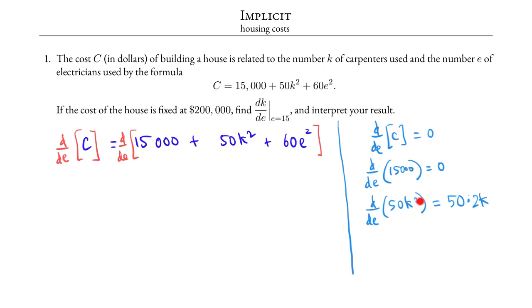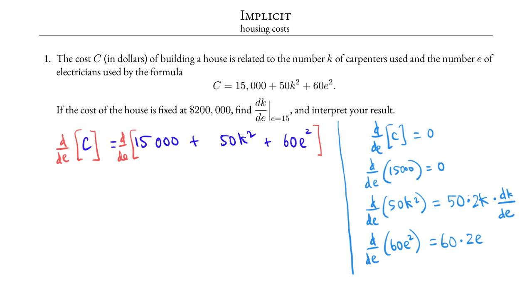For the variable K, we're taking the derivative with respect to E, a different variable. We have to use the chain rule. Implicitly, this is dK over dE. And lastly, the derivative with respect to E of 60E squared. 60 is a constant multiple, we rewrite this, times the derivative of E squared, which is 2E, and this time we do not need to multiply by dE over dE because dE over dE is 1.